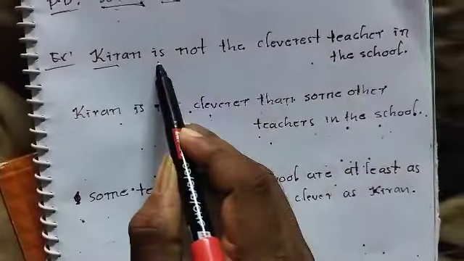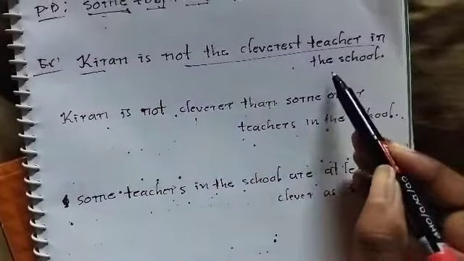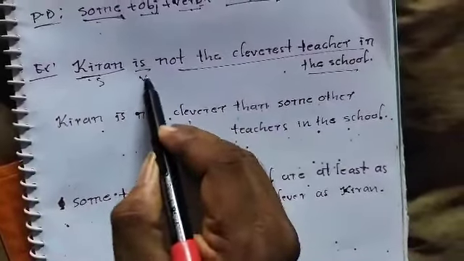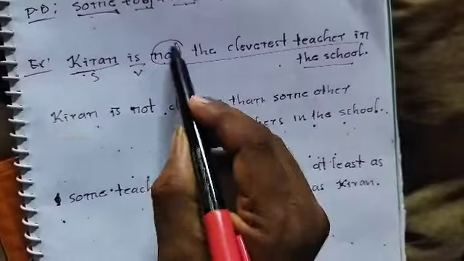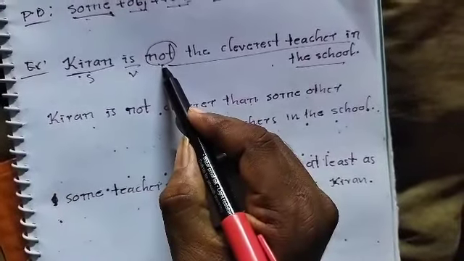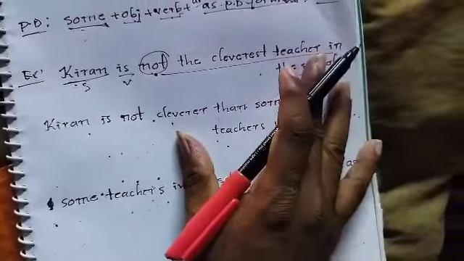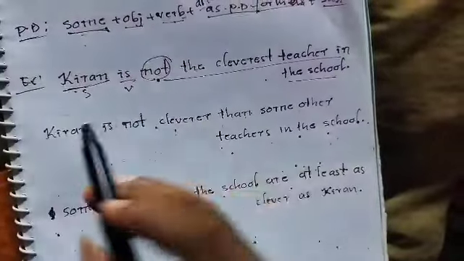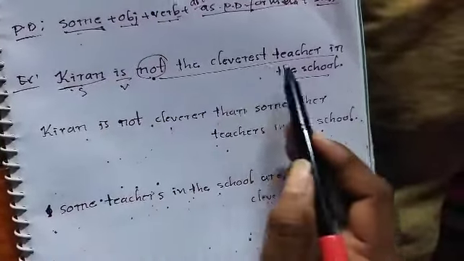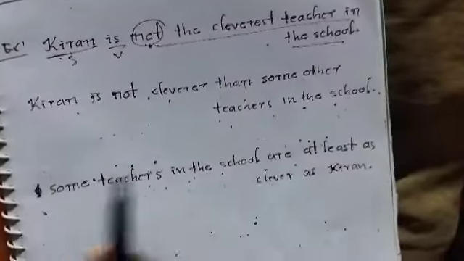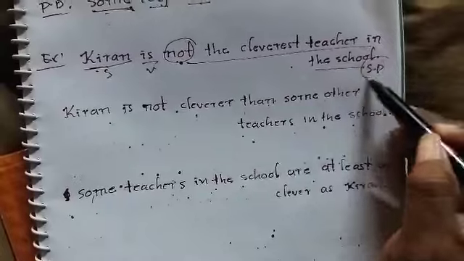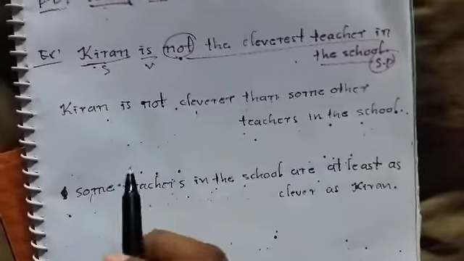Kiran is not the cleverest teacher in the school. Kiran is the subject, verb, and we use not here. In model 4 I did not use not. According to Kiran's view, Kiran is the cleverest teacher in the school, but some other negative thinkers are there. So they may think that Kiran is not the cleverest teacher in the school. So this is the SD superlative degree form.